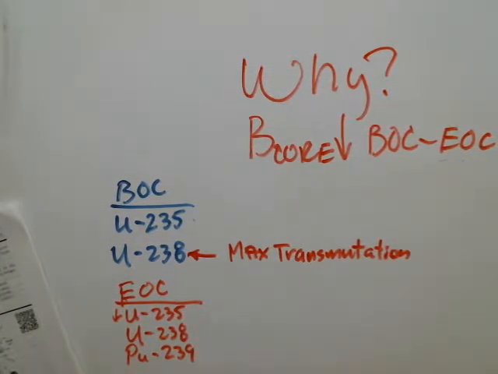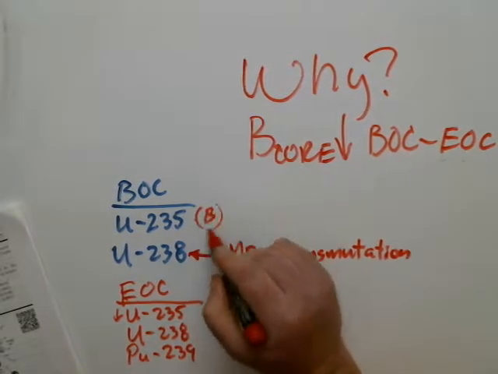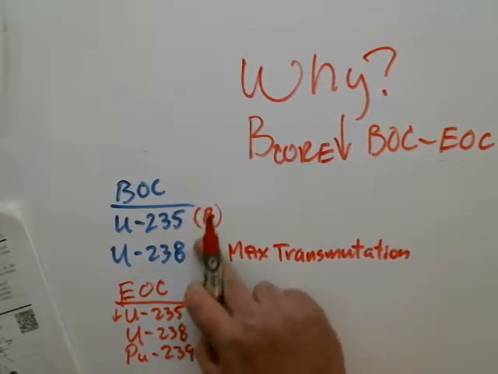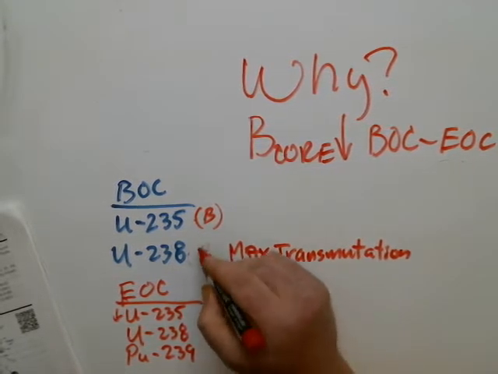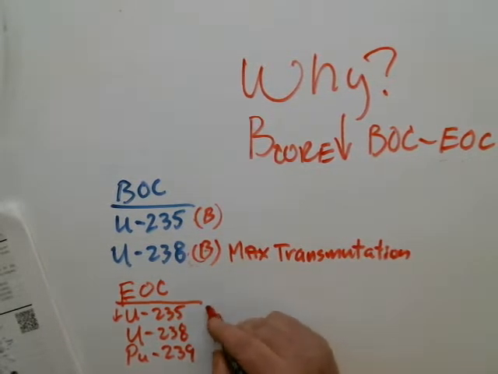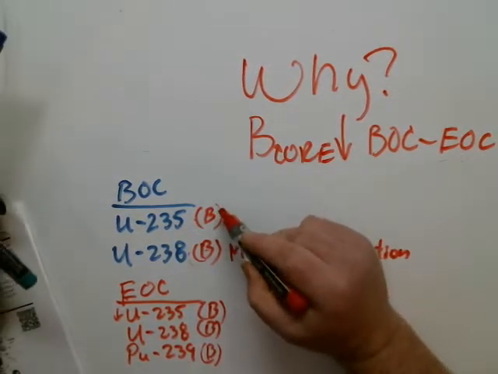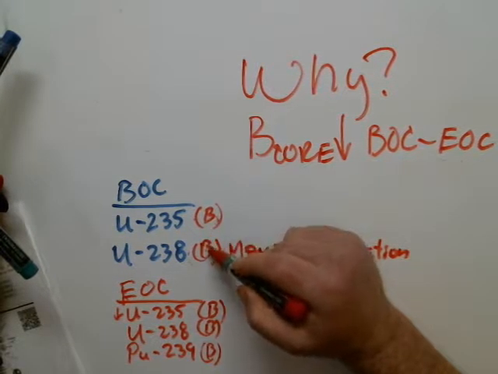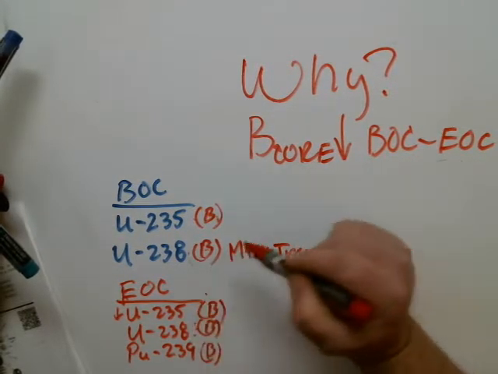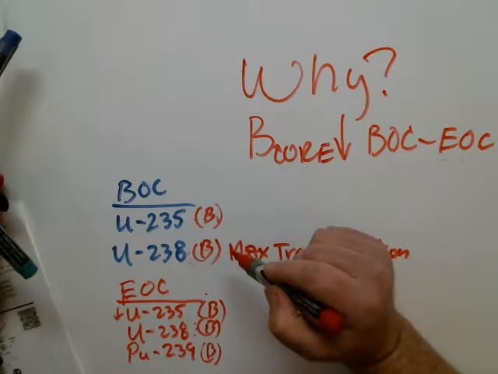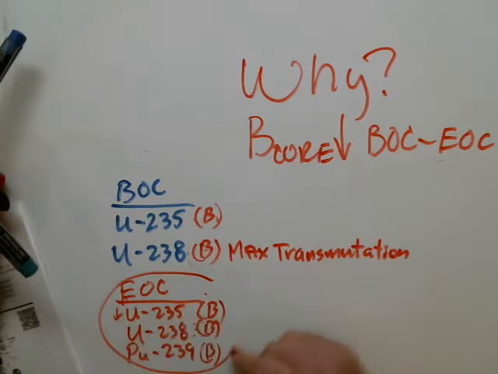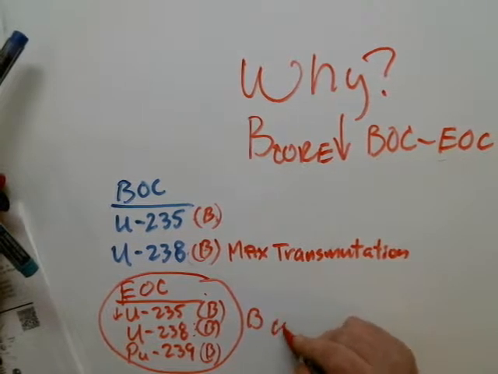Each isotope has its own delayed neutron fraction. That is the beta of uranium-235. There's a beta of this isotope, uranium-238. There's a beta and a beta. And then there's also a beta for 239, which just means what is the probability that each one of these isotopes gives off a neutron in a delayed fashion. And when you put them all together, this equals the beta of the core.